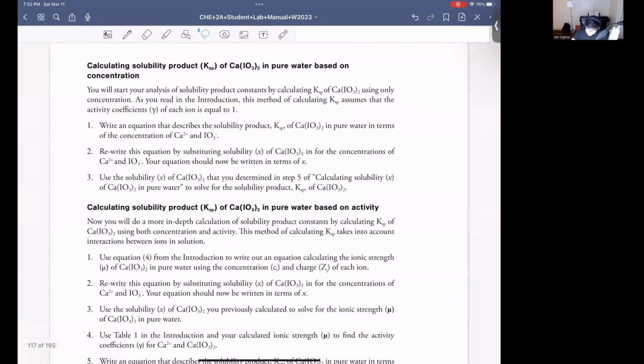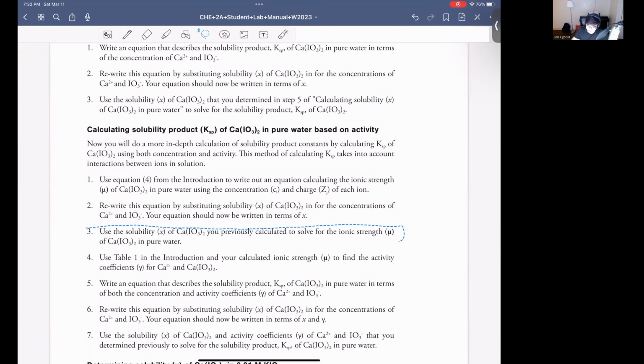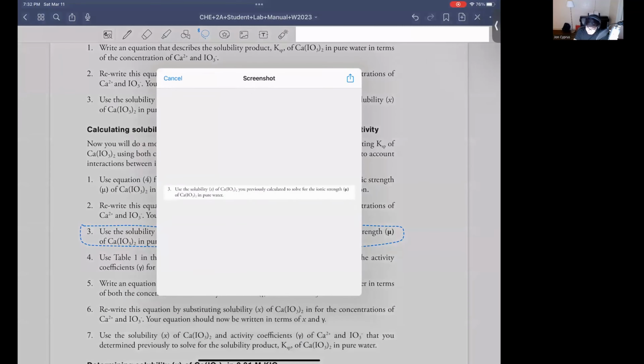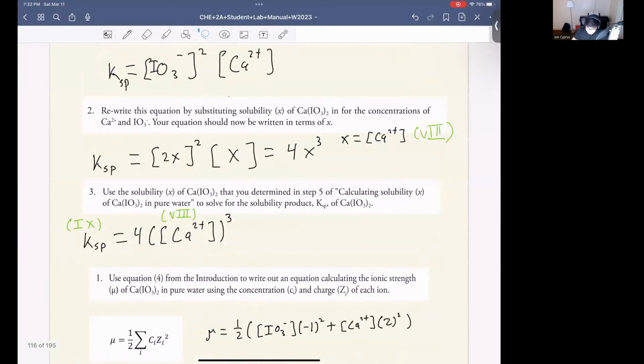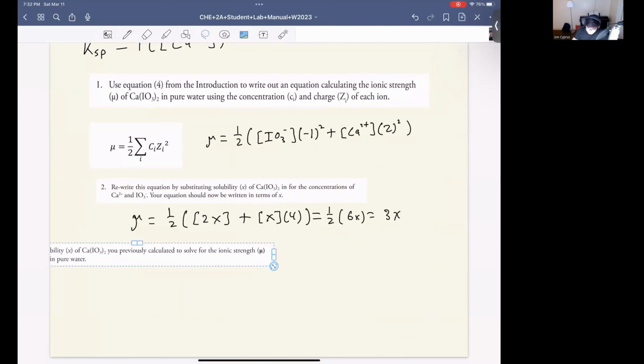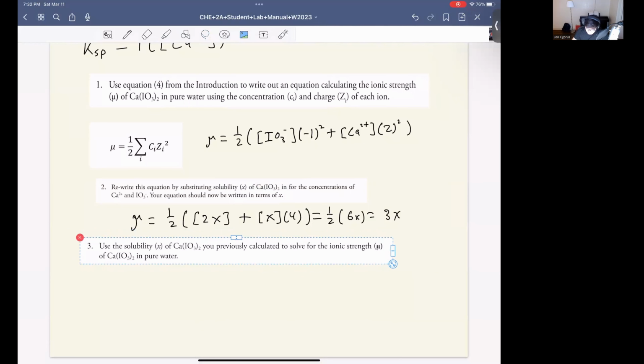All right, now you can go ahead and plug everything in. That's what they want you to do in this 3rd step. In this 3rd step, you're literally just plugging in the solubility of calcium iodate, which is the concentration of calcium, and you got that in step 8.